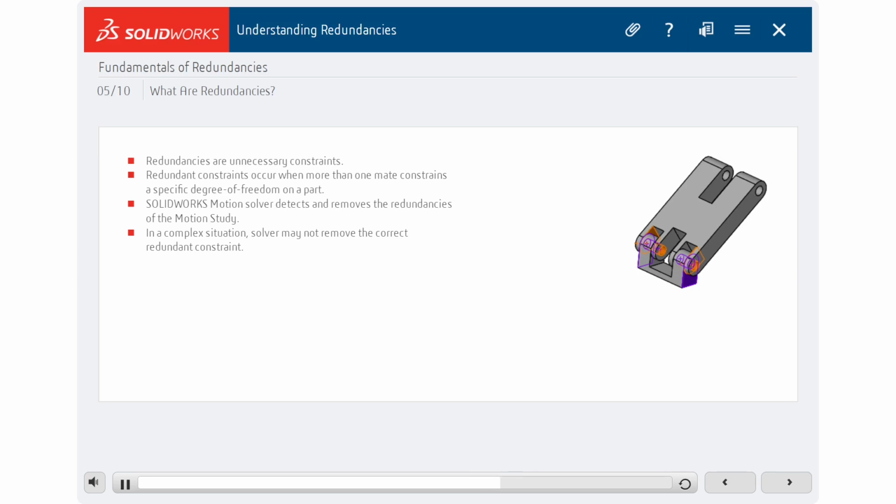Consider the example of the base and link. In this case, 2 hinge mates have been added between them. The additional hinge mate constrains the same degrees of freedom as the first hinge mate. Therefore, there are 5 redundancies.